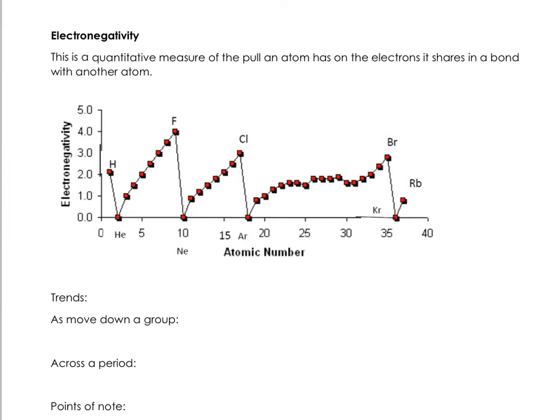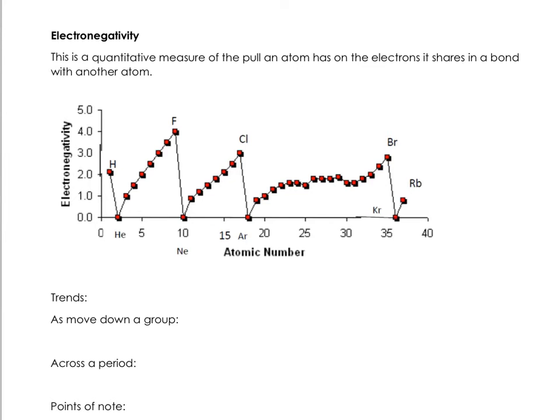Okay, so this is the last periodic trend for the regular elements. So electronegativity, it's a quantitative measure of the pull an atom has on the electrons it shares in a bond with another atom. So it's basically a relative pull an atom has on electrons that don't belong to it. So it's not that electrons have been transferred, they're in between the two atoms.